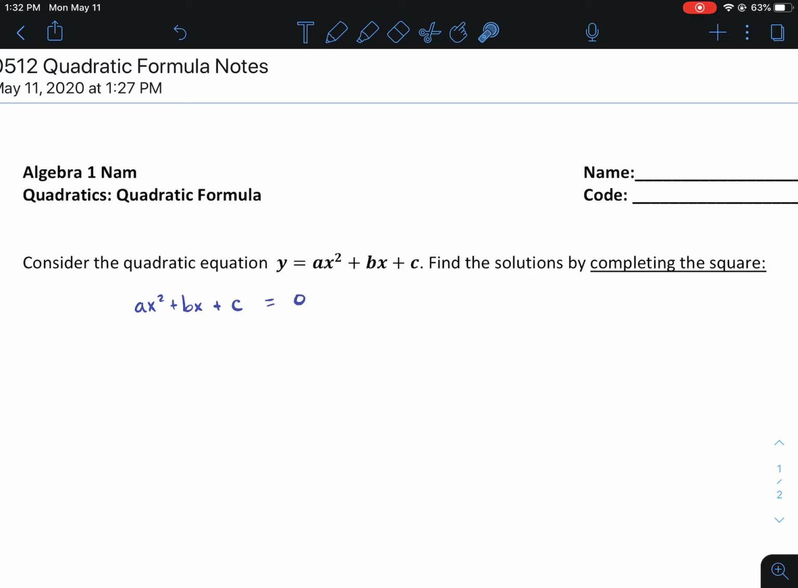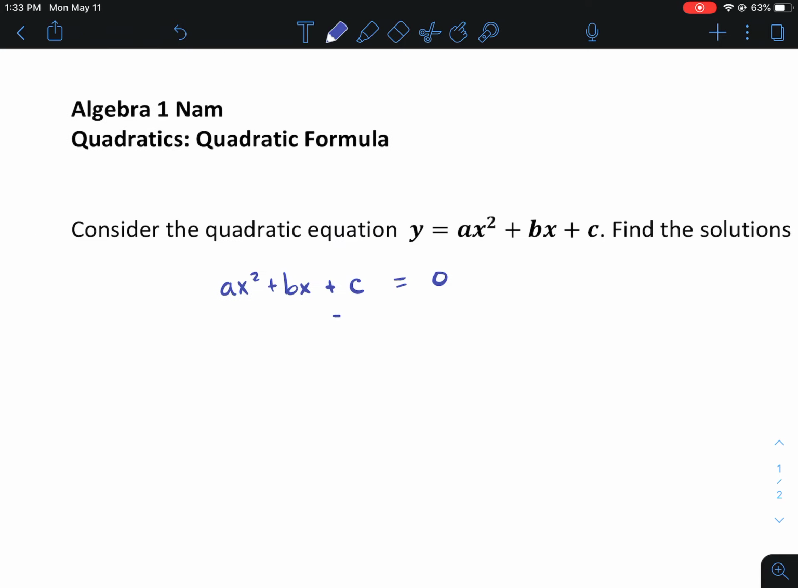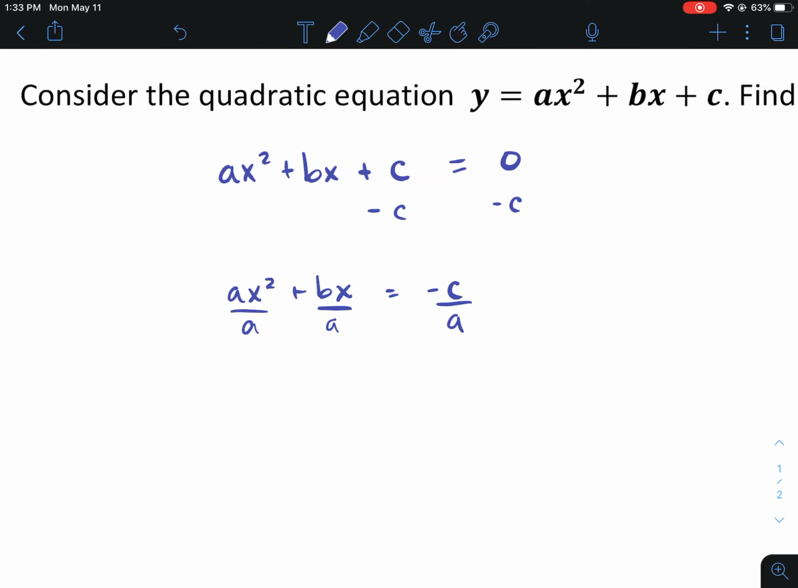Now, in order to complete the square, we need to take this c and move it over there, right? And we need to get this x squared to be by itself. We want to get rid of the coefficient. So I'm going to subtract c from both sides. I get ax squared plus bx equals negative c. And I'm going to divide everything by a. So this is going to leave us with x squared plus b over a x equals negative c over a.